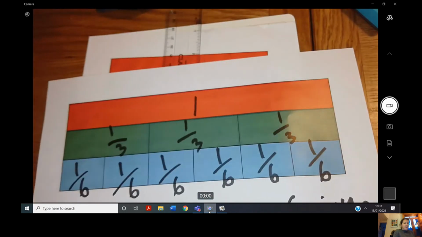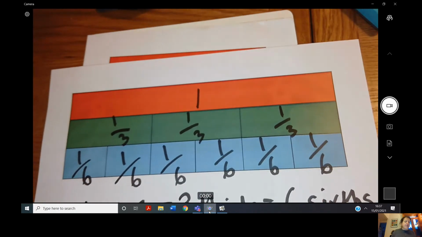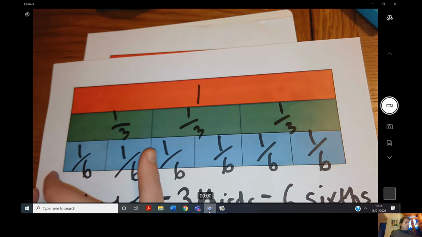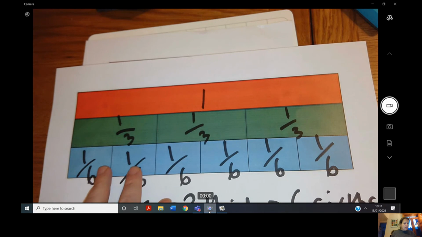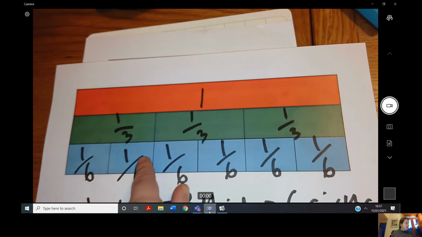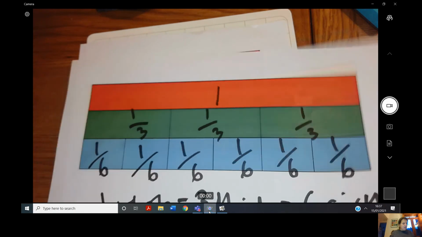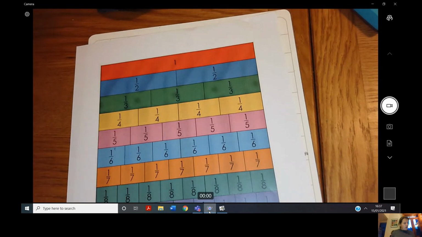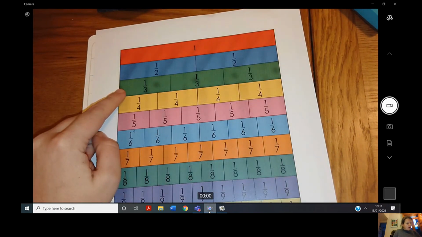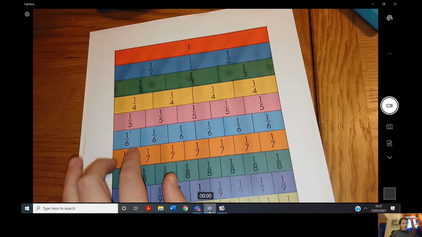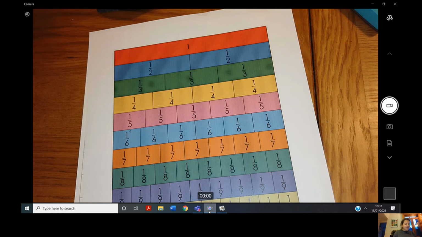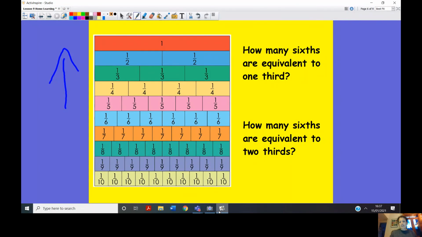1/3. And you can actually see we looked at that. We were looking at thirds in our sixth relationship earlier. So you can see that 1/3 here is the same. 2 blue blocks is the same as a green block, and each blue block is worth 1/6. And you can even see that on this one here. 1 green block is worth 2 of these blue blocks. So 1/3 is the same as 2 sixths.